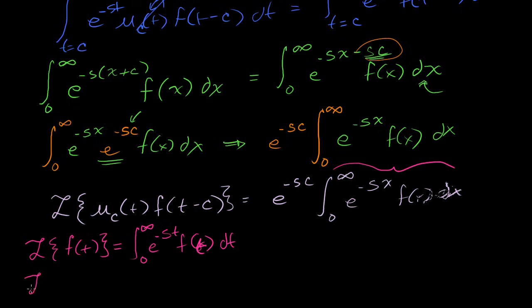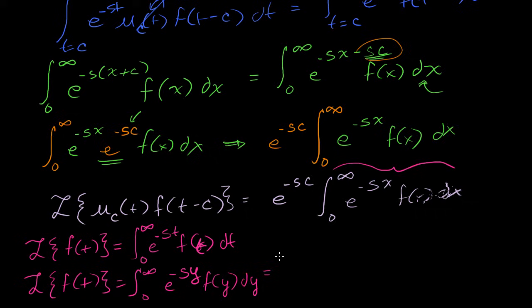I could have also rewritten this, the Laplace transform of f of t. I could write this as the integral from 0 to infinity of e to the minus sy times f of y dy. I could do it with any letter because this is a definite integral. The y's are going to disappear. And we've seen that. All you're left with is a function of s. We could write some capital function of s.